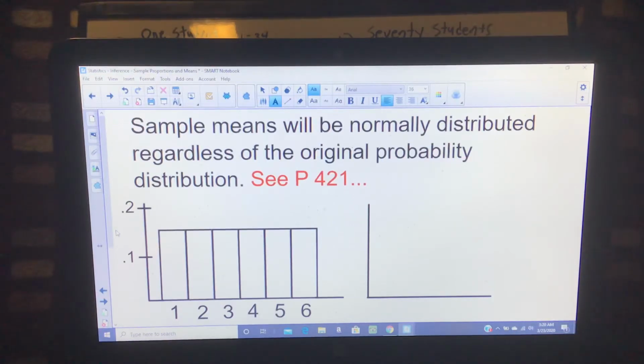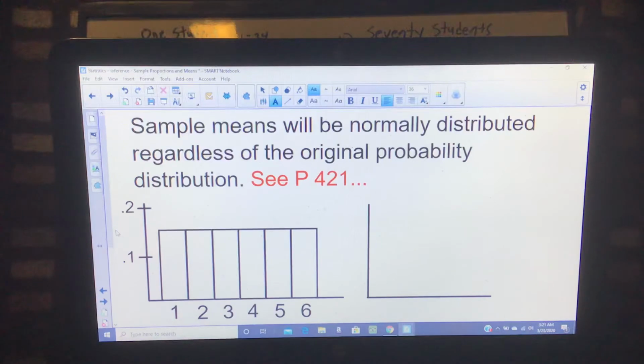Another thing they like to test is that the sample means will be normally distributed regardless of the original probability distribution. Now, I think I've mentioned this before in class, but I didn't include the picture in the slide, so I'll show you in the book. I would have put this up on the camera, so I'll hopefully be able to get my camera here to show it to you.